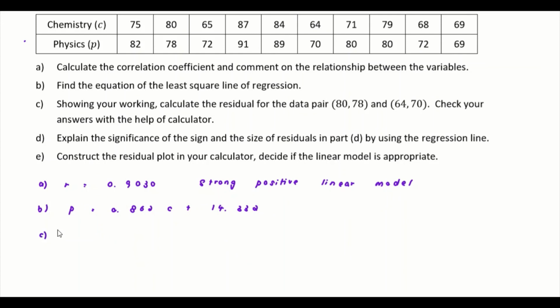Showing your working, calculate the residual for the data pair of 80, 78, and 64 and 70. Check your answer with the help of your calculator. Which means we need to first find out our residual by using manual calculation first. This is the pair of 80 and 78, so we need to find the predicted value for P.